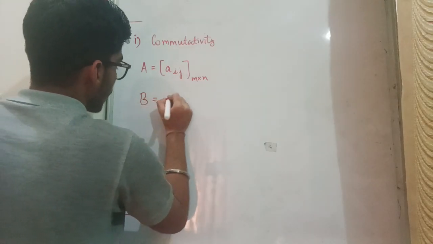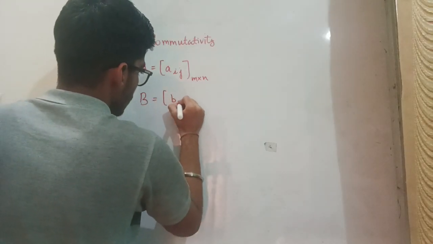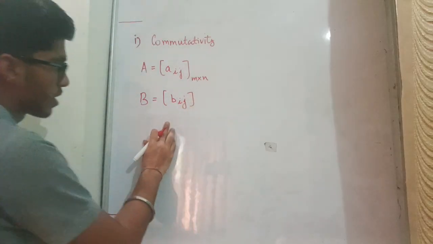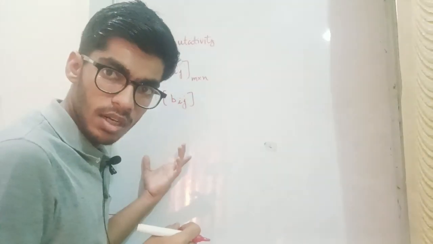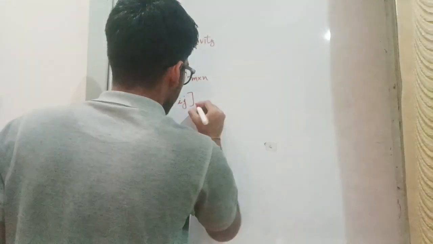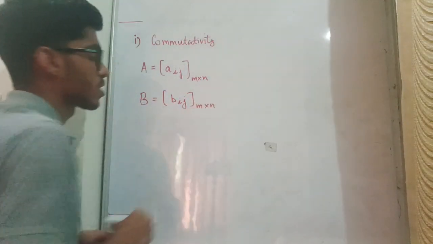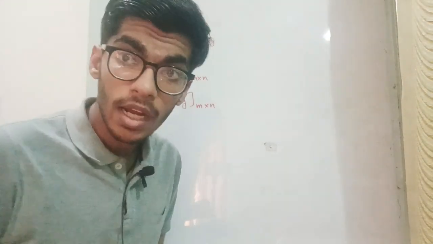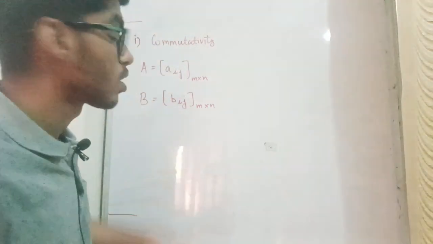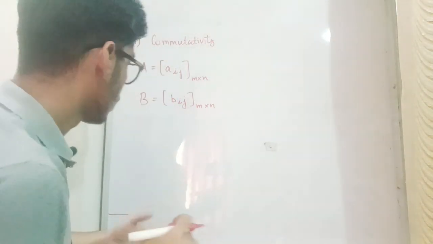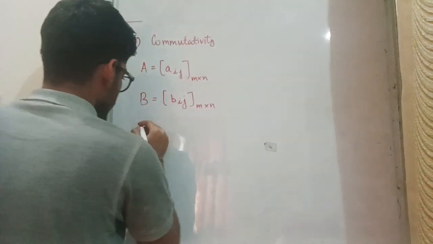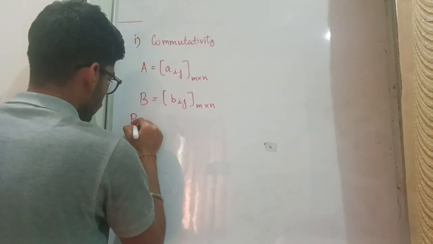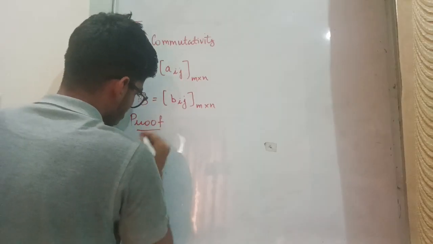Similarly, I have another matrix B whose element is represented by B sub ij, where i represents the ith row, j represents the jth column, and it is also of the order m cross n, because we know that when we add two matrices, their order must be the same. Okay, so now let's start our proof.